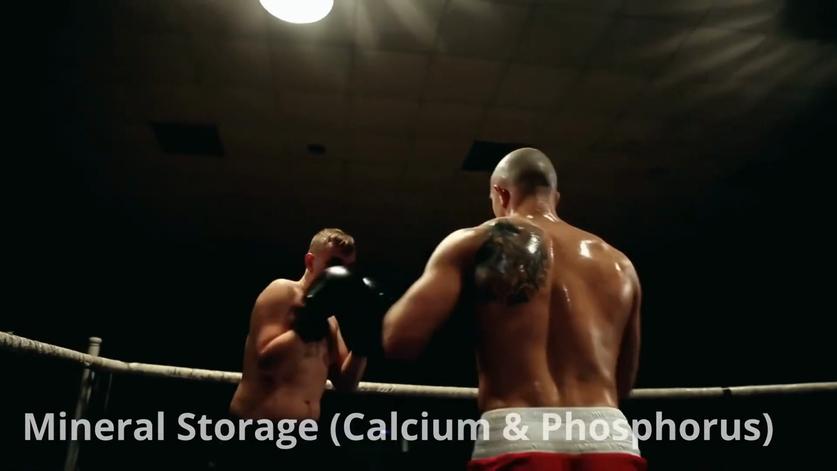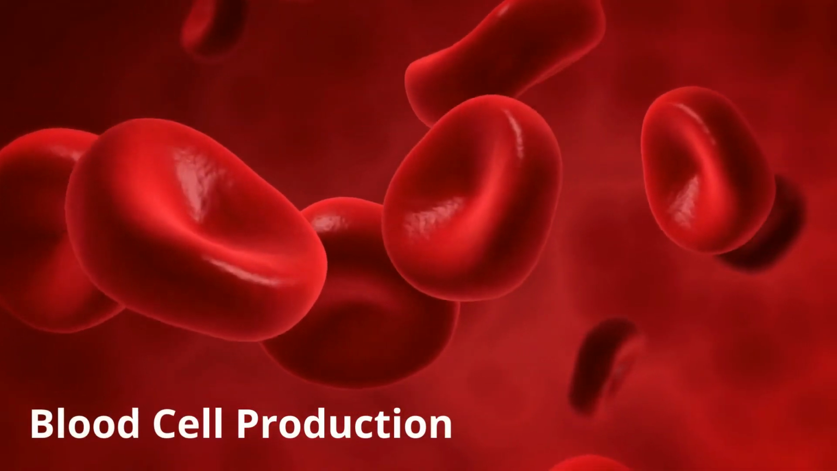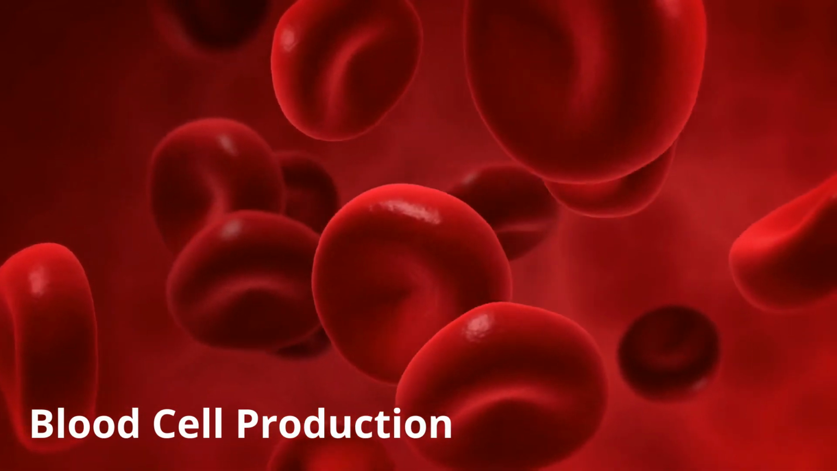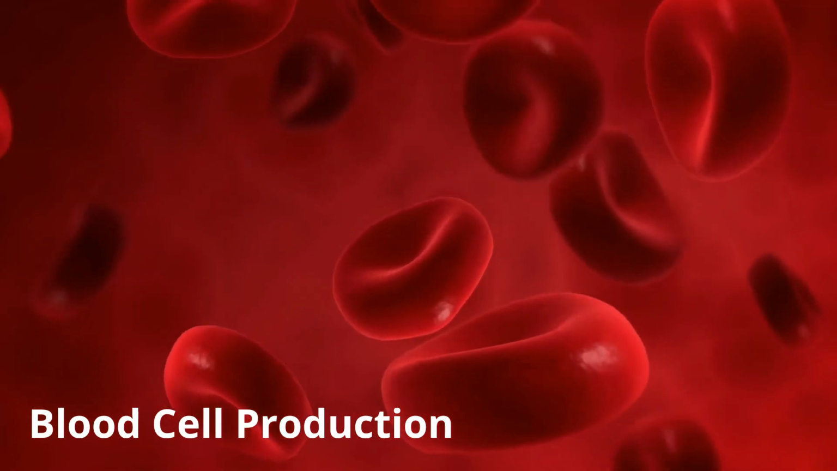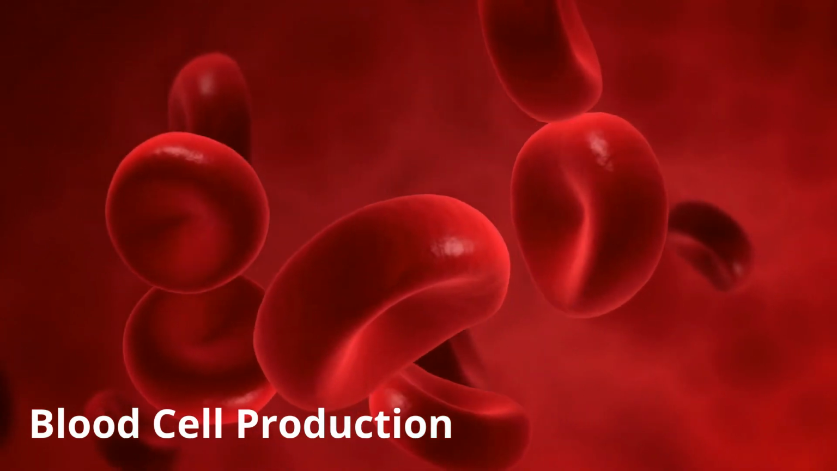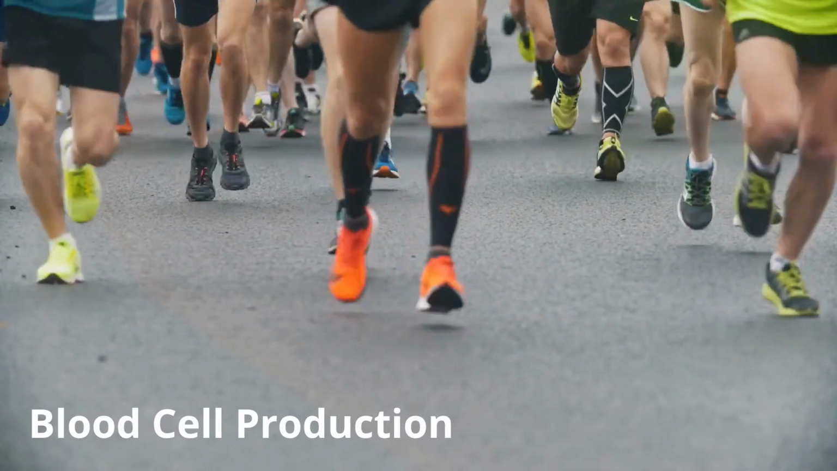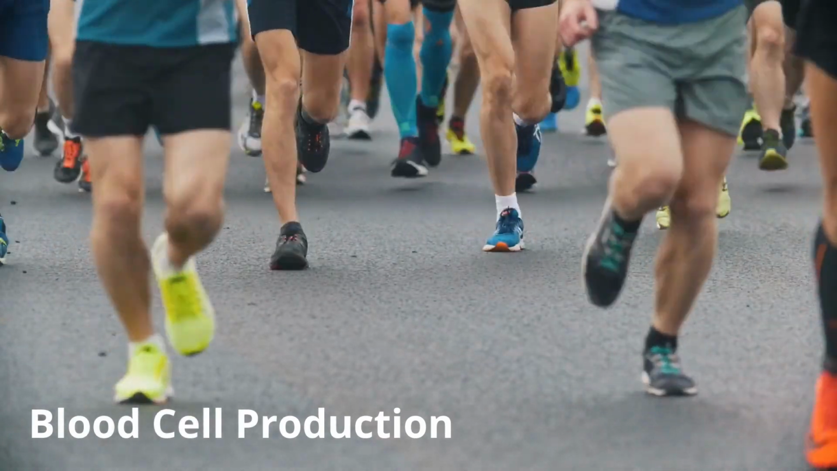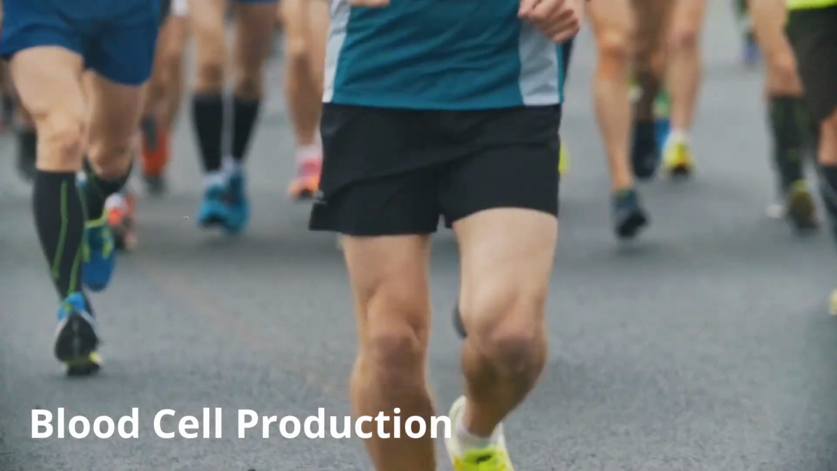The fifth function is blood cell production. So the skeletal system helps to produce both red and white blood cells. Red blood cells are really important for carrying oxygen around the body. So particularly in long distance endurance events such as a marathon, red blood cells are important for getting oxygen to your muscles so that you have got enough energy throughout a race.